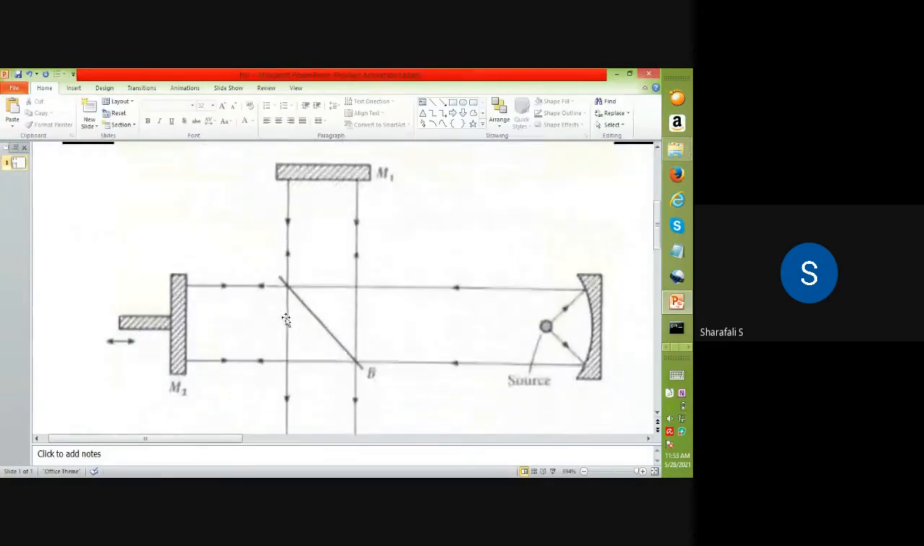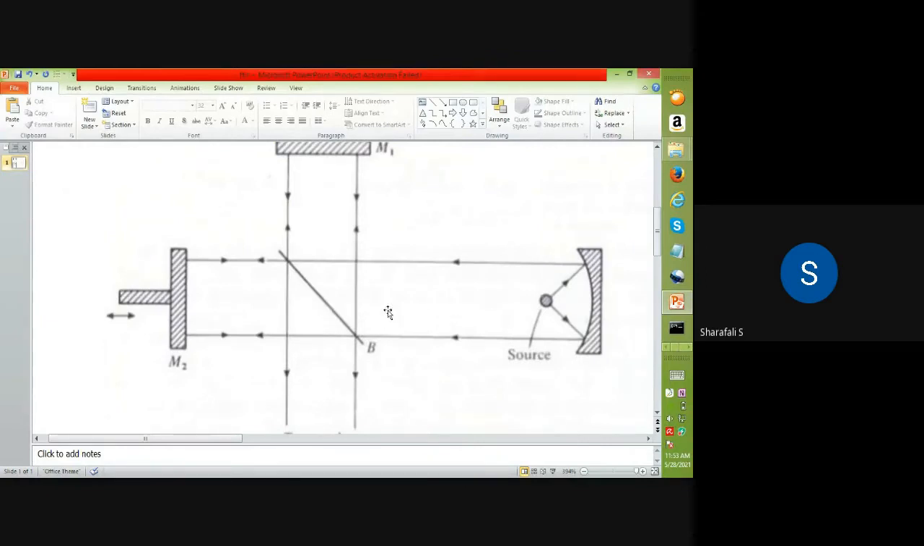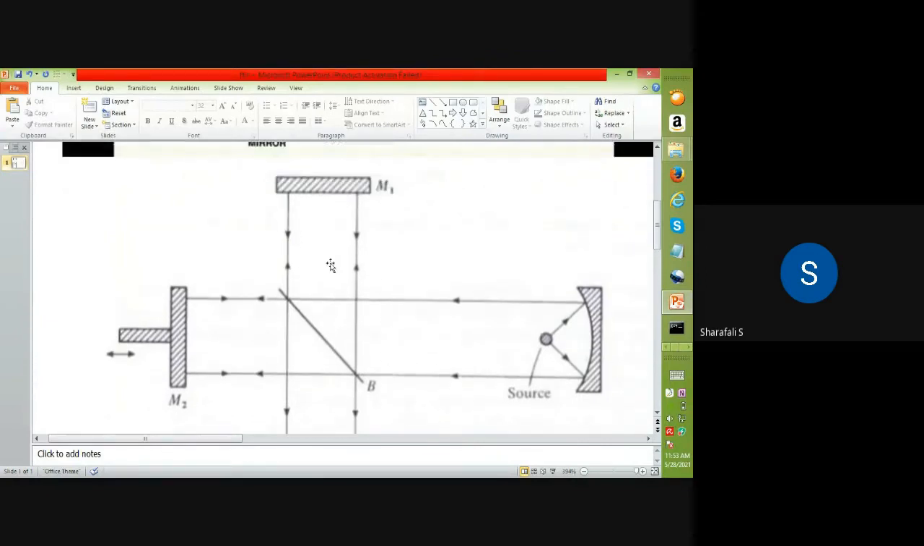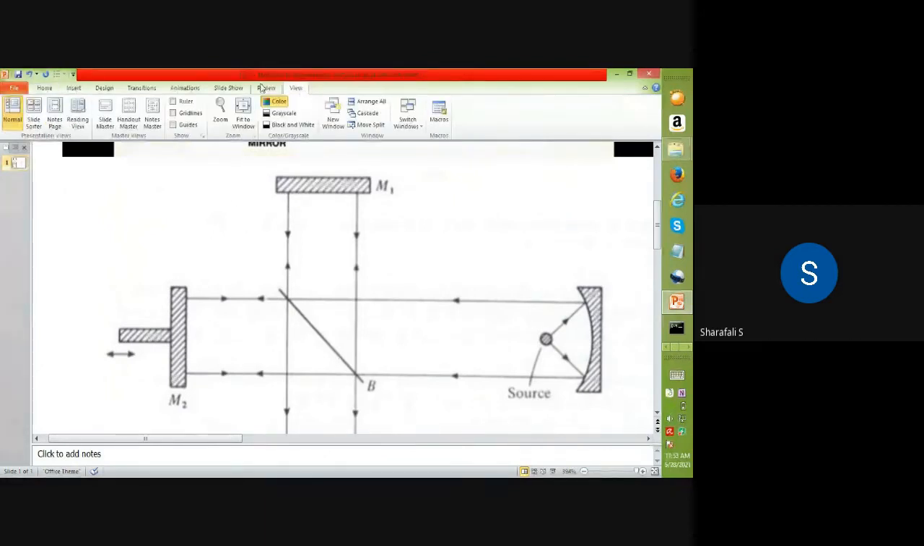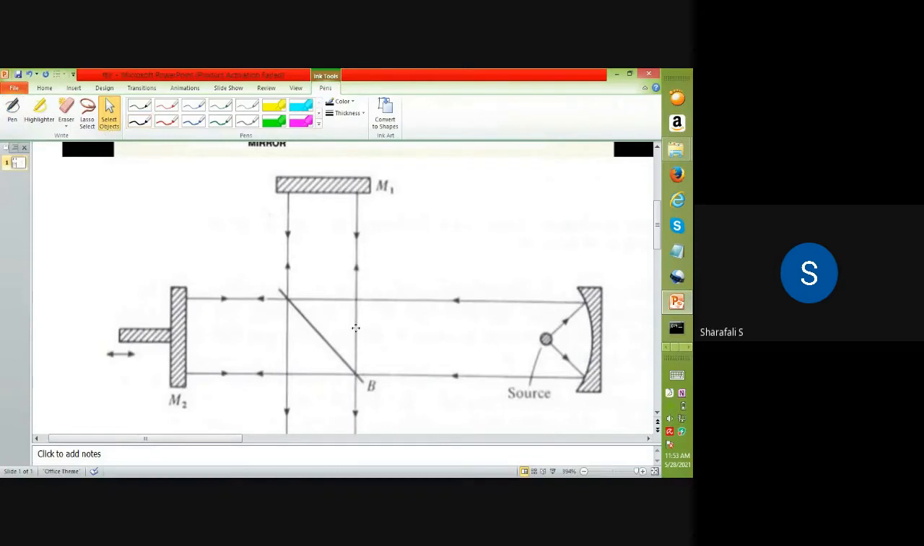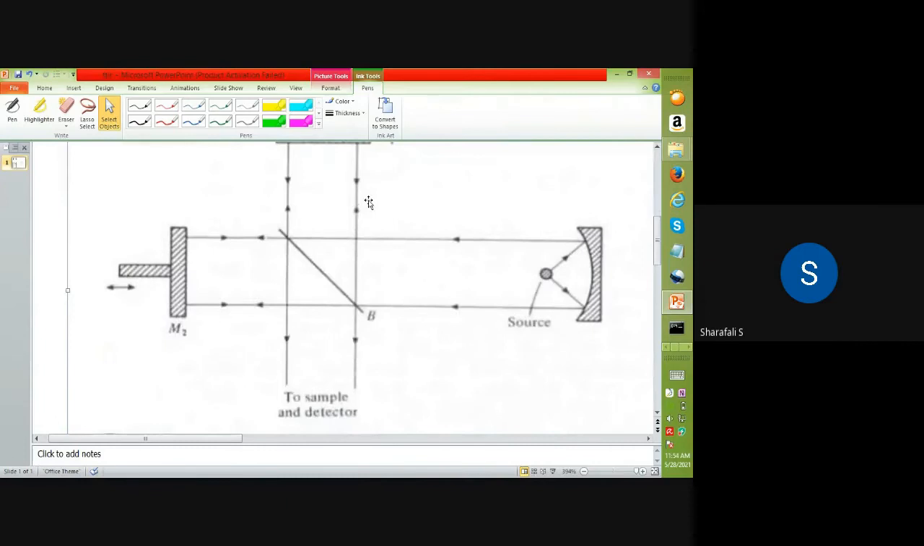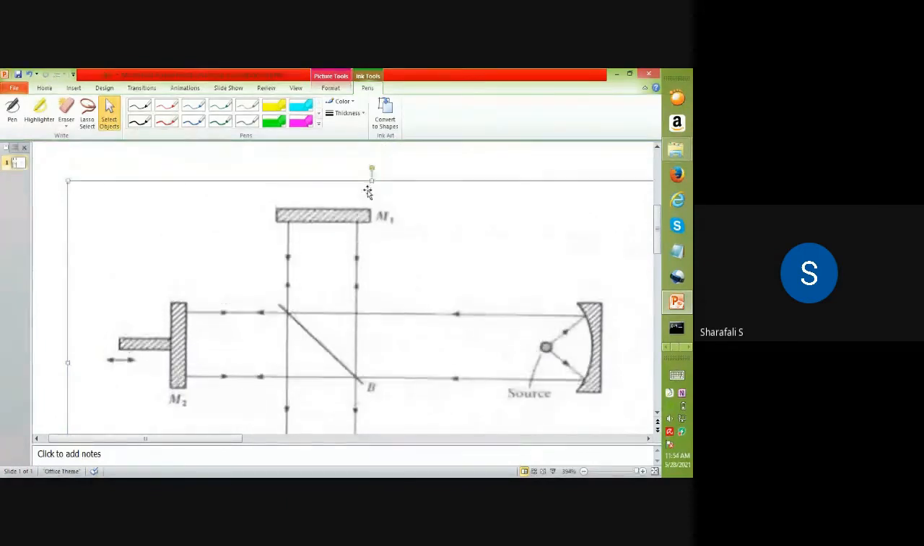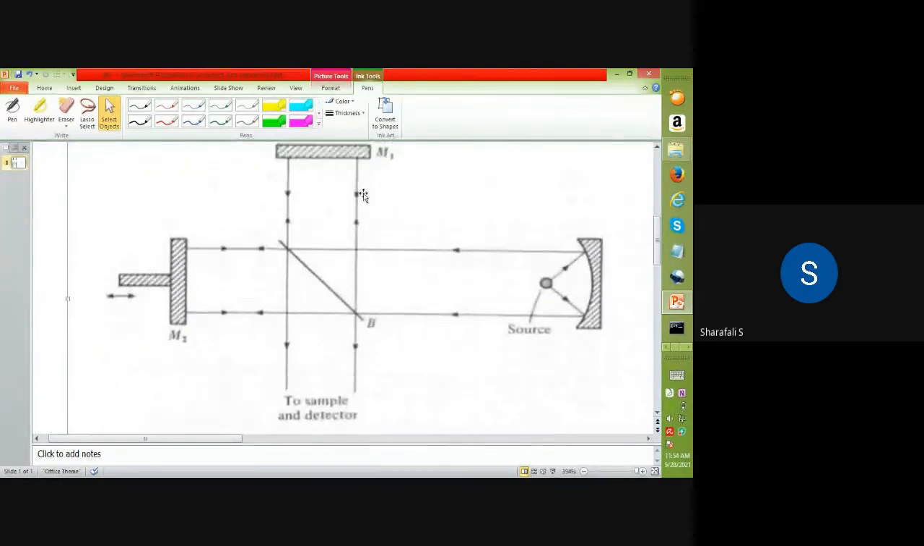And then we will move to the FTIR spectrometer, and this is a representation of the same. This figure is taken from your textbook. Okay, let's reduce this size. So this is taken from your textbook. This is the IR spectrometer.